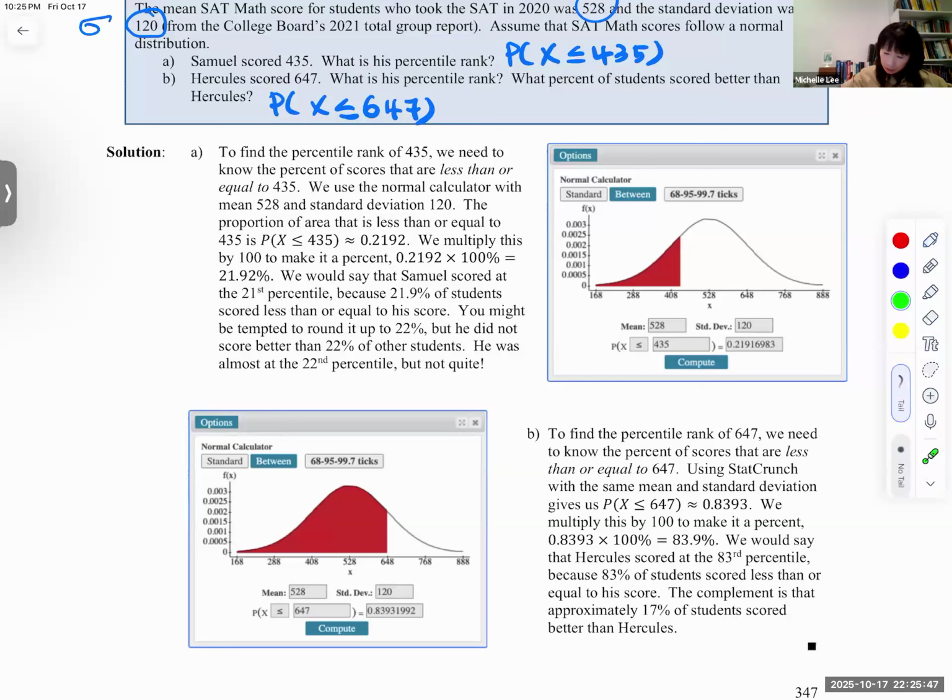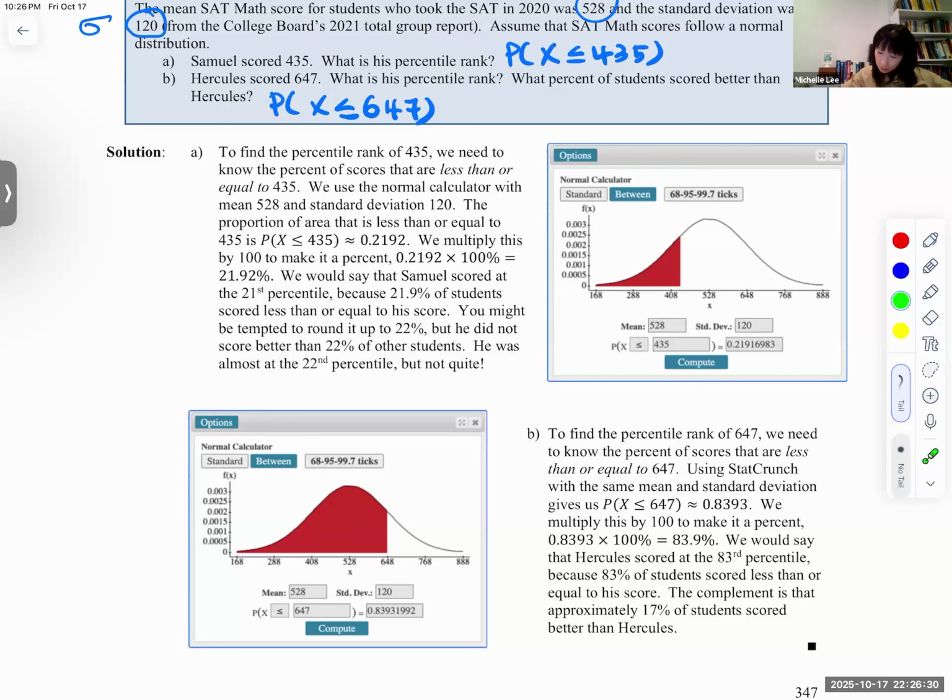Okay, so let me read here. The first one, we would say that Samuel scored at the 21st percentile because 21.9% of students scored less than or equal to his score. We can say 22% if we make it a whole number, as we did earlier. But he did not score better than 22% of other students.